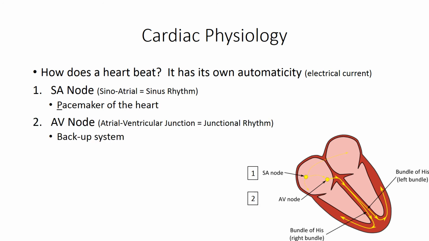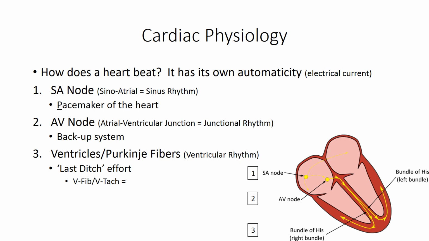We do have a backup system called the AV node, or atrial ventricular junction. And if the backup system is working and the primary pacemaker is not, then we will call it a junctional rhythm.